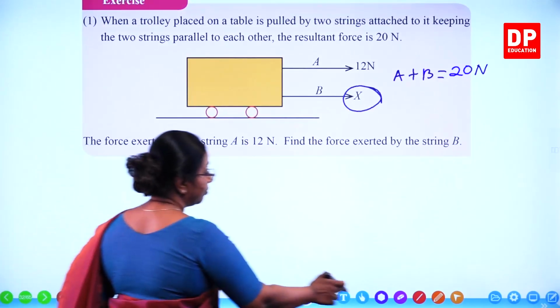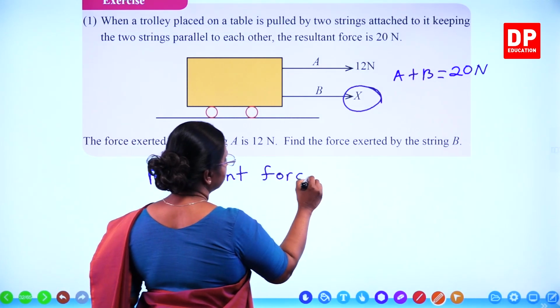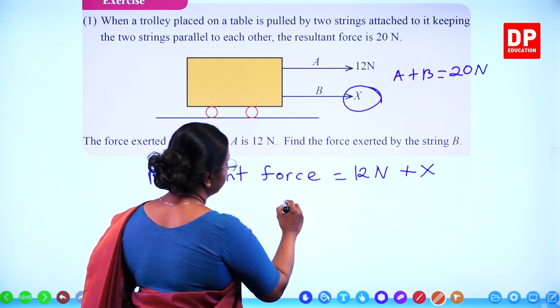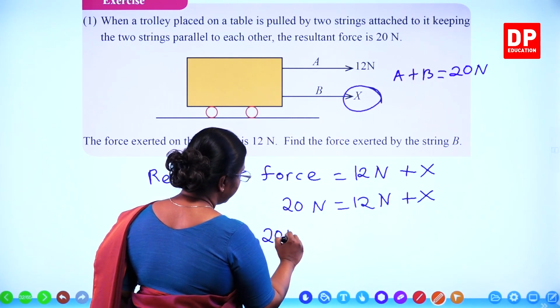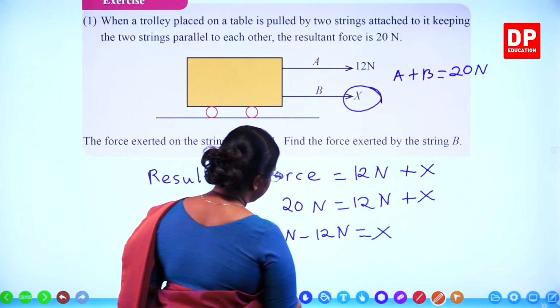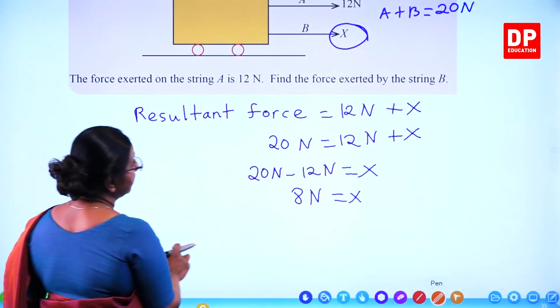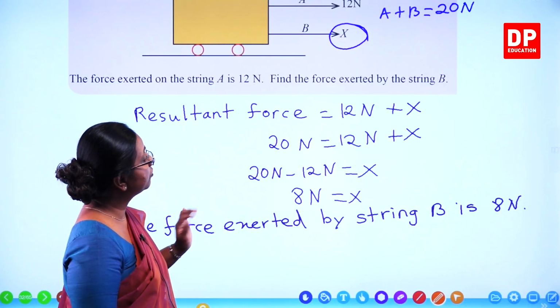So here again, we write the same equation: resultant force is equal to 12 Newton plus X, by A and B. So then we know that 20 Newton is the resultant, that is equal to 12 Newton plus X. So if you rearrange, 20 Newton minus 12 Newton, you get X. So 20 minus 12, 8 Newton is X. So the force exerted by string B is 8 Newton. That is the force exerted there.